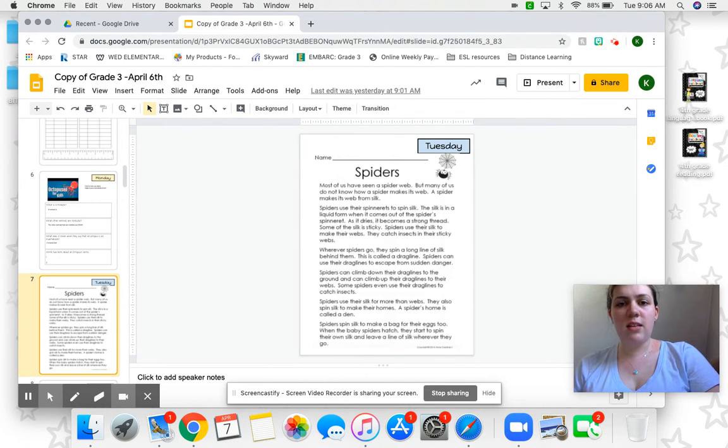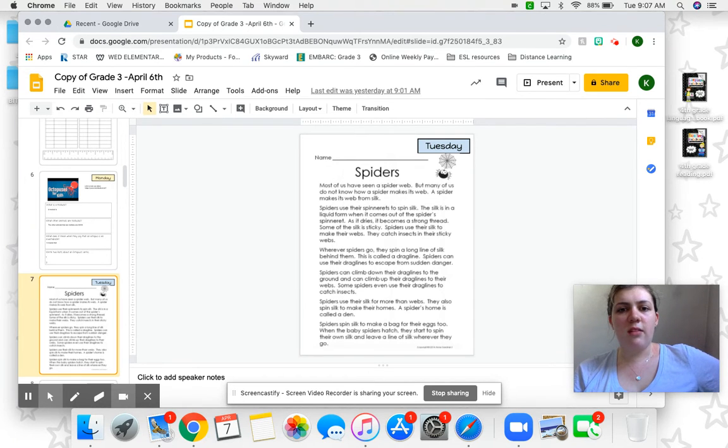Most of us have seen a spider web, but many of us do not know how a spider makes its web. A spider makes its web from silk. Spiders use their spinnerets to spin silk. Their silk is in a liquid form when it comes out of the spider's spinneret. As it dries, it becomes a strong thread. Some of the silk is sticky. Spiders use their silk to make their webs. They catch insects in their sticky webs.